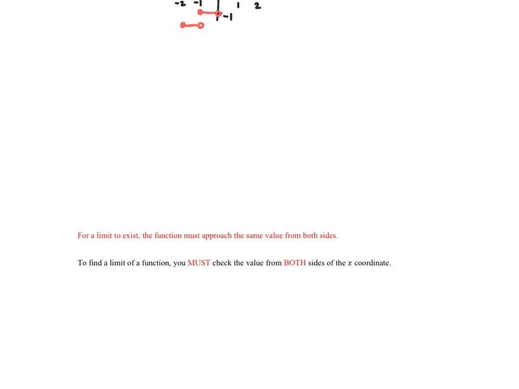So with that being said, for a limit to exist, the function must approach the same value from both sides. To find a limit of a function, you must check the value from both sides of that x-coordinate. All right, let's continue.